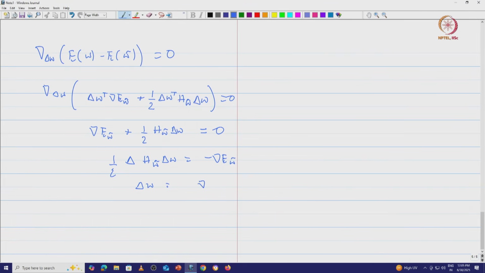So we have minus E omega hat 2 times and H omega hat inverse, right? So let me write that more clearly. So delta omega, which is actually omega minus omega hat, which is minus 2 times H omega hat inverse nabla E omega hat.